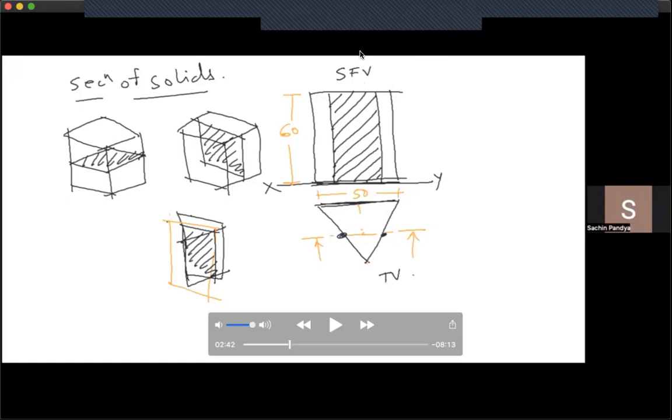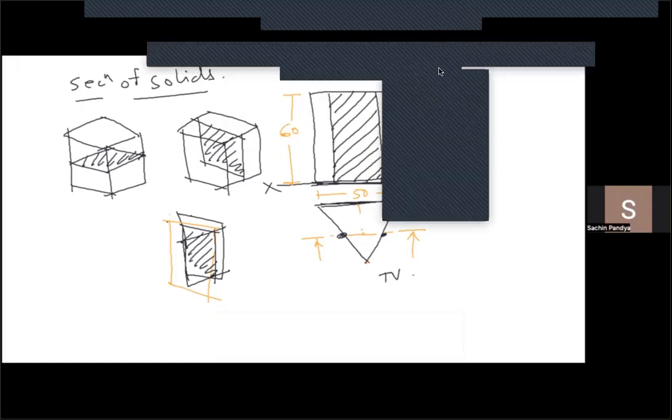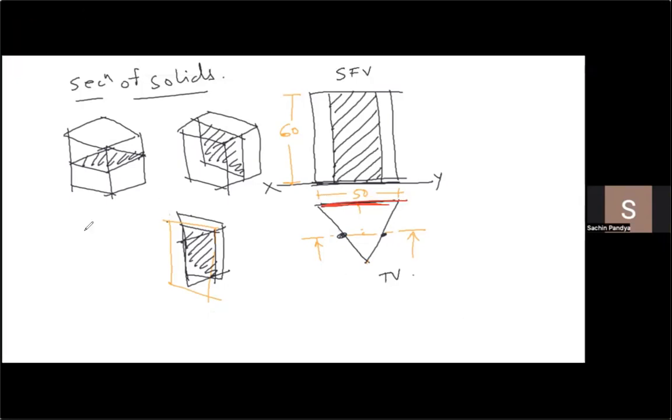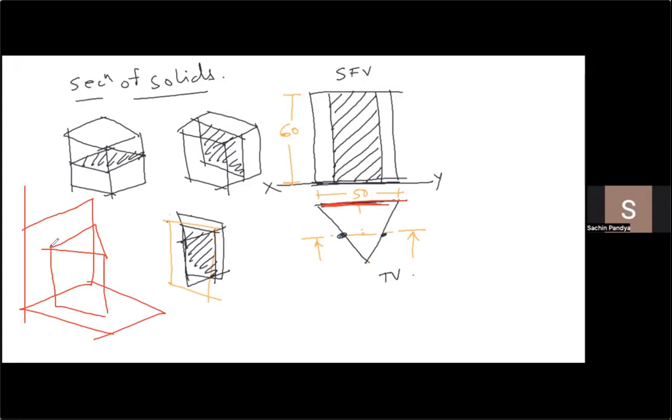When I say one of its sides is parallel to VP and nearer to VP, what does it mean? This side, this side of the triangle, okay. This is your HP and VP, right? So they are saying that the triangle is like this, one of the sides is parallel to VP. Got it? And sir will cut this further.